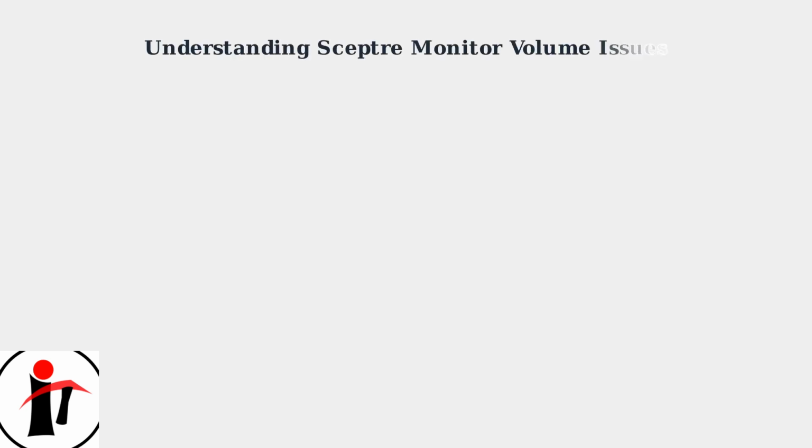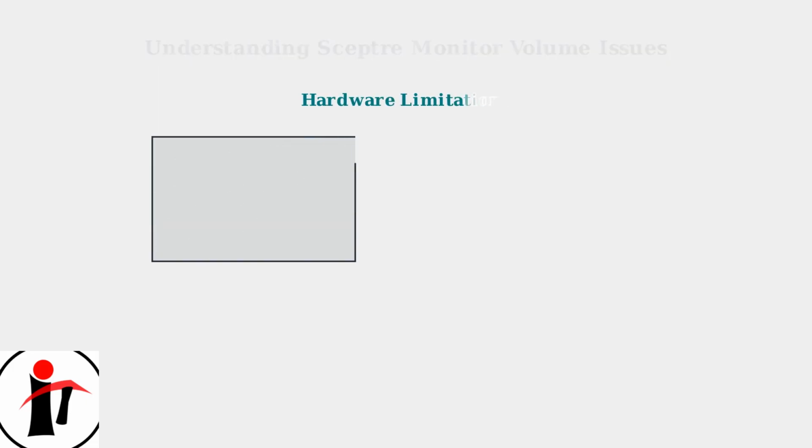Sceptre monitors are popular budget-friendly options, but they often have volume limitations that frustrate users. Understanding why these issues occur and how to perform initial checks is essential for getting the best audio experience. The root cause of volume issues lies in hardware constraints.